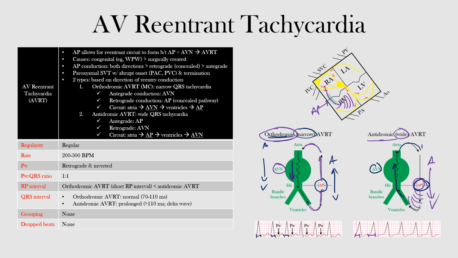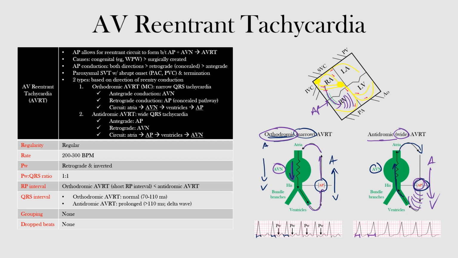Okay, and you could see that cycling around. So this is the antidromic type. Okay, antegrade accessory pathway and retrograde AV nodal pathway. Okay, and here we do have pre-excitation. So let's briefly go through our chart to make sure we didn't miss anything here.